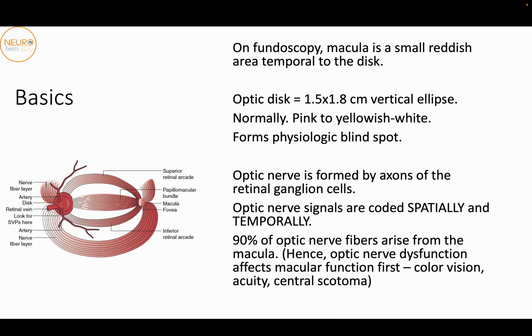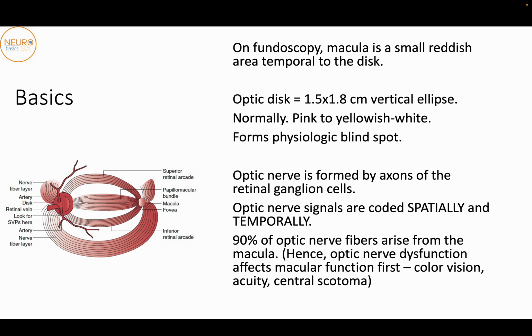On fundoscopy, the macula appears as a small reddish area located temporal to the disc, whereas the optic disc, on the other hand, will appear as a 1.5 by 1.8 centimeter vertical ellipse, which is normally pink to yellowish white, and it is responsible for the physiologic blind spot on visual field testing.